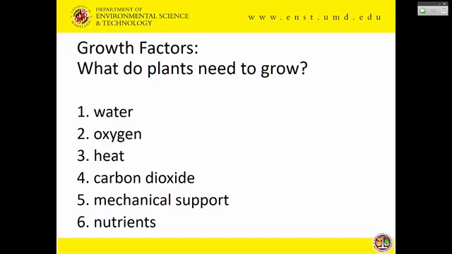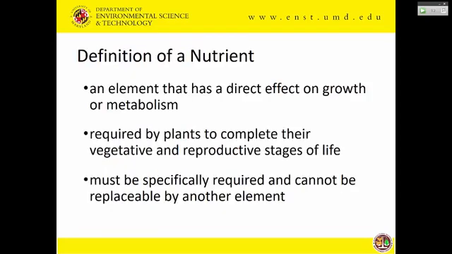A lot of times when farmers think there's a problem, the first thing they think of is nutrients, and it may or may not actually be the issue. So what is a nutrient? Well, this definition was agreed upon by plant physiologists back in the 50s. It's an element that has a direct effect on plant growth and metabolism. It's required to complete the vegetative and the reproductive stages of life, and it can't be replaced by anything else. It must itself be required. And I'm not into human nutrition definitions, but I suspect it's probably similar in animal and human nutrition also.